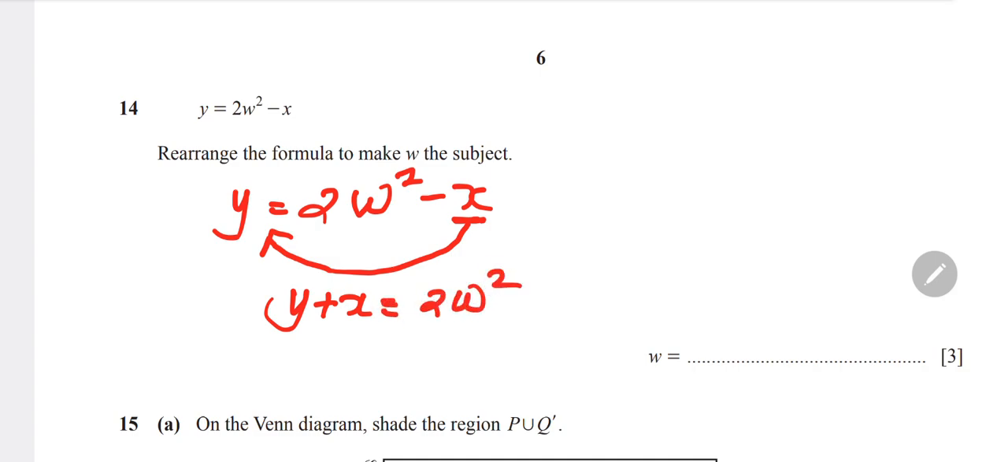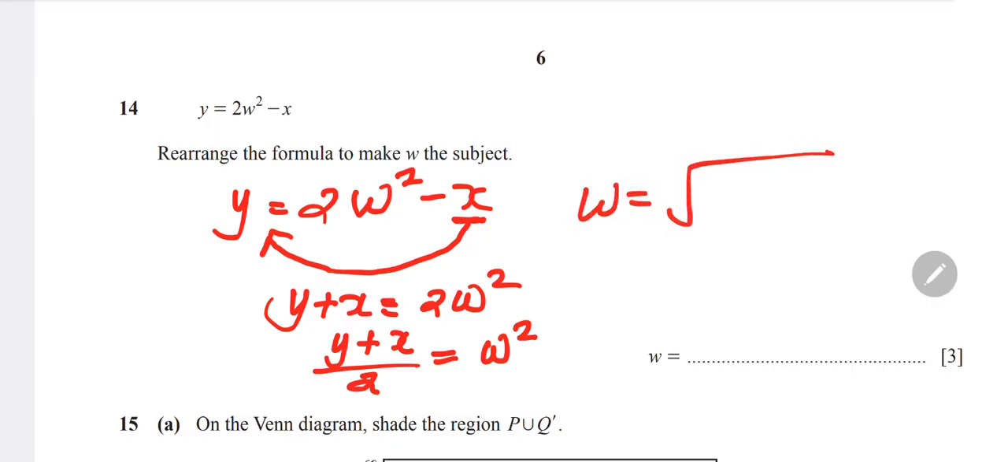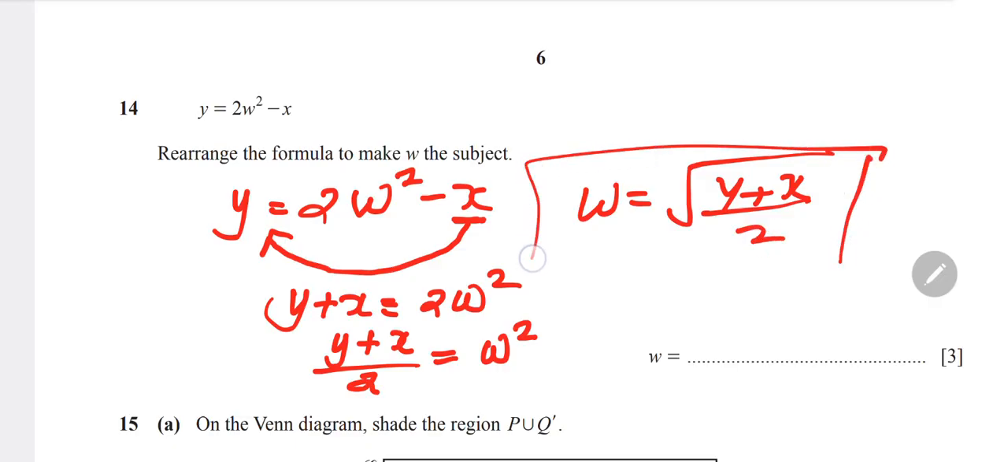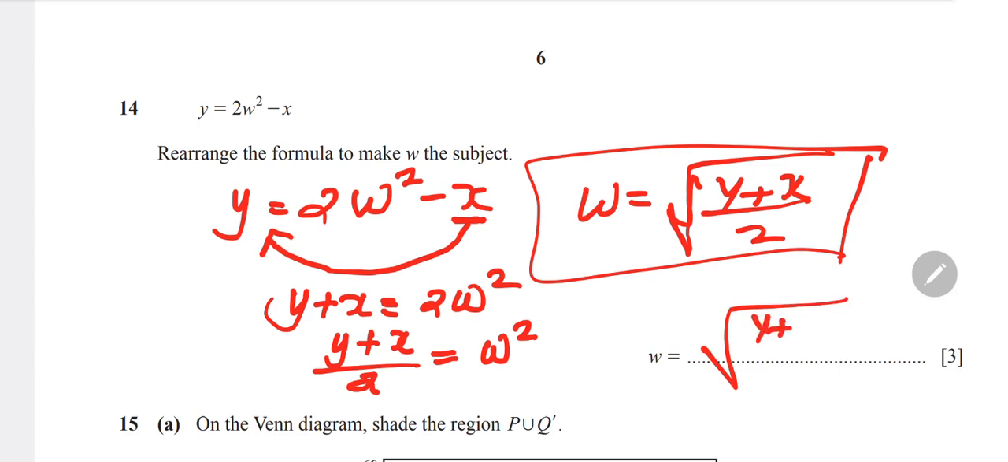Okay. Now 2 also goes to this side. So y plus x divided by 2 is equal to w square. Now on taking the square root, w is equal to the square root of y plus x upon 2. By using this formula you can change the value. So you write the entire value under the root in such a way. So the answer is the square root of y plus x over 2. This value is in the under root.